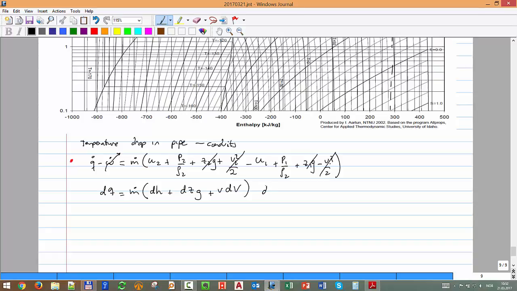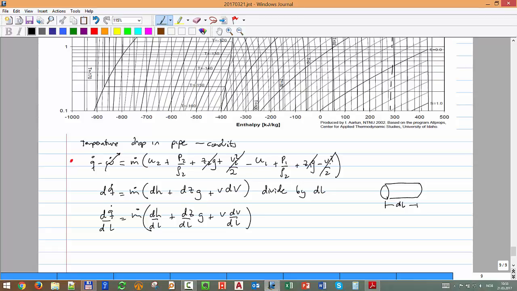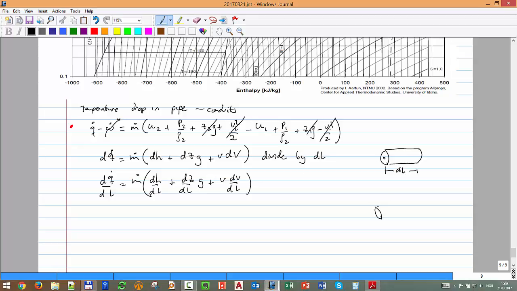And then we divide by dl, a small section of a pipe. Now we are making our analysis on a very small pipe section, and at the end you end up with dq/dl equals m times dH/dl plus g dz/dl plus v dv/dl. What is Z? Z is the elevation, the change in elevation between the point upstream and the point downstream, and that will be L. So really it is the sine of this angle, so dz/dl I can express as the sine of theta, the inclination of the pipe.